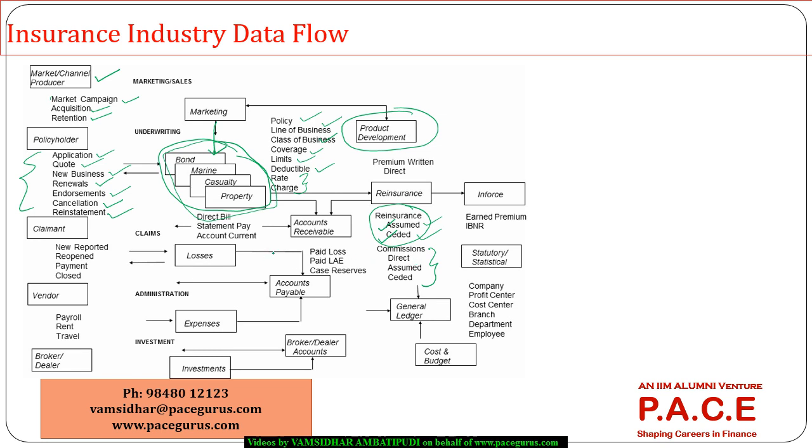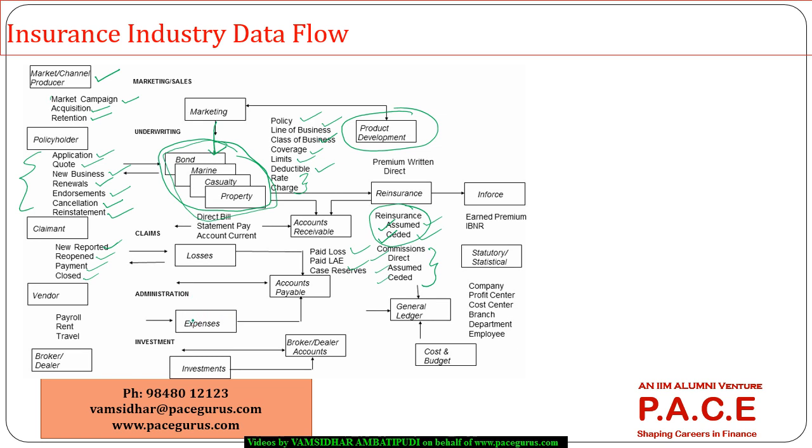So as a part of it, commissions are one more thing that come up, both for reinsurance and for the new business. There are direct commissions, assumed commissions, and ceded commissions, which are from the reinsurer. Then comes claims processing. You have newly reported claims which have been settled and reopened, the payment of the claims, and closing of the claims. So how much loss has been paid? What are the reserves that have been set towards each of these losses?